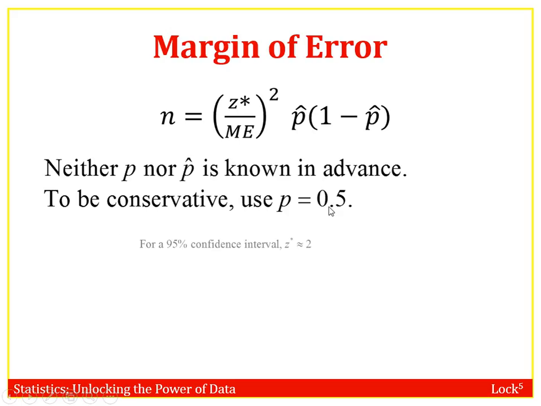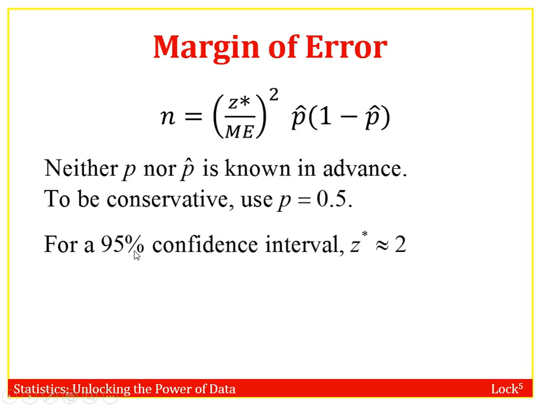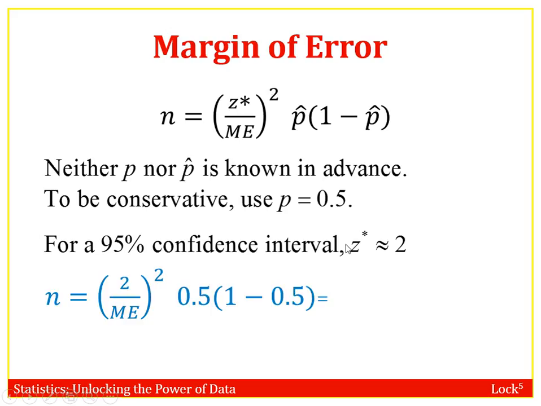So the biggest this will ever be, for our sample size to be on the conservative side, we're going to use 0.5. For our 95%, we're going to approximate z star as 2 because it'll work out quite nicely. So we'll put 2 in for our z star. We'll put in 0.5 for our p hat and our p hat. Now this is 1/2, and then in parentheses is 1/2. 1/2 times 1/2 is this 1/4.